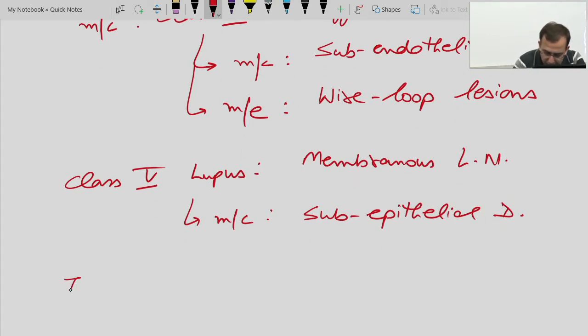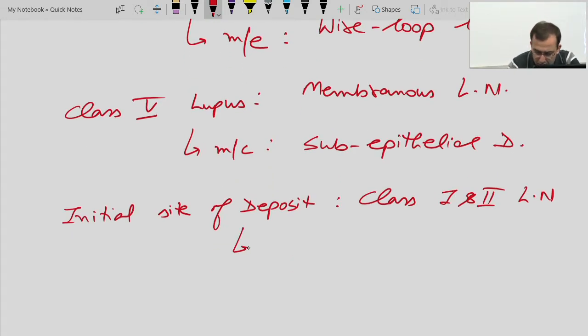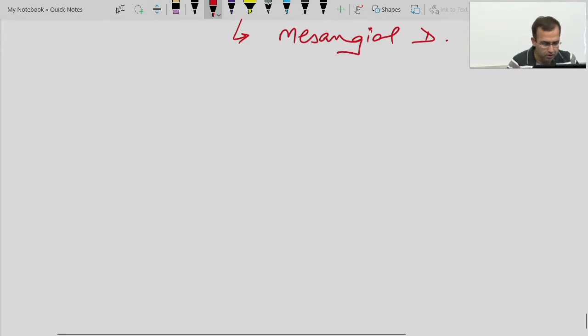Next point, the initial site of deposit in lupus. The first site of deposit in lupus would be class 1 and class 2 lupus nephritis, which are mesangial in nature. So this gets us to the lesions indicative of acute and chronic disease.